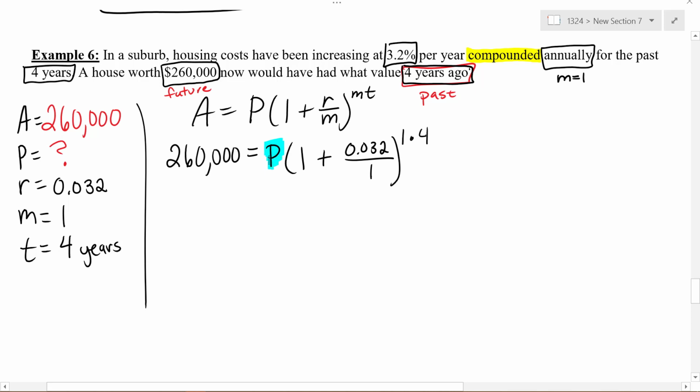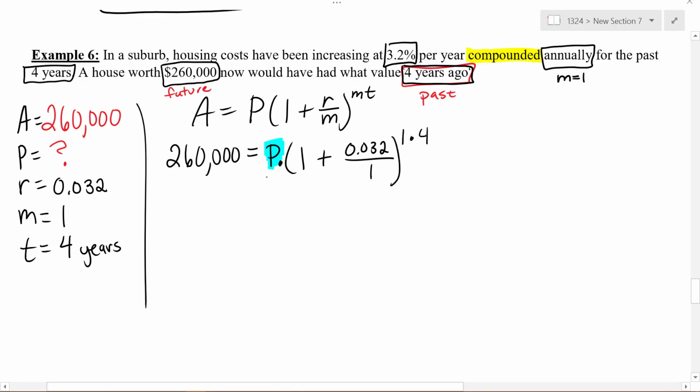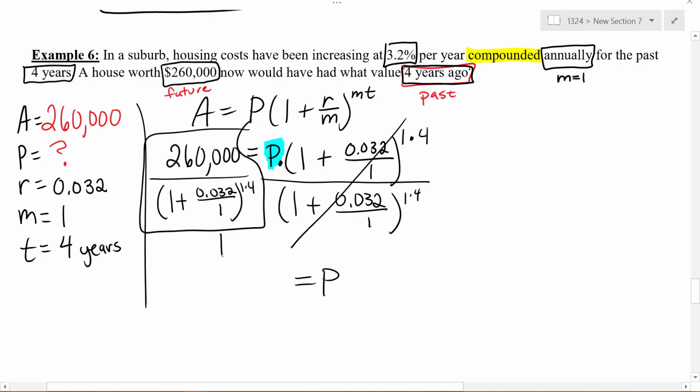So we want to solve for that original cost of the house. We want to get p by itself by dividing both sides by what is being multiplied times p. So I'm going to divide both sides by everything that I see here. Alright, so that cancels out and I'm left with p. And this is what I want to type into my calculator to find that p value.